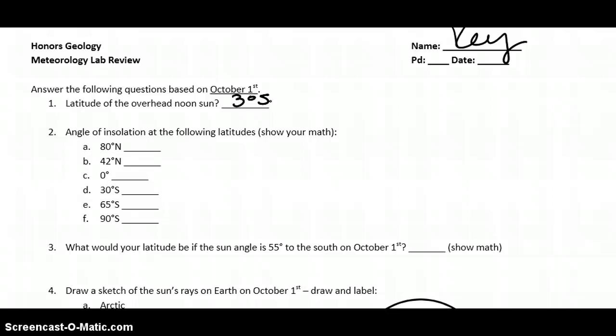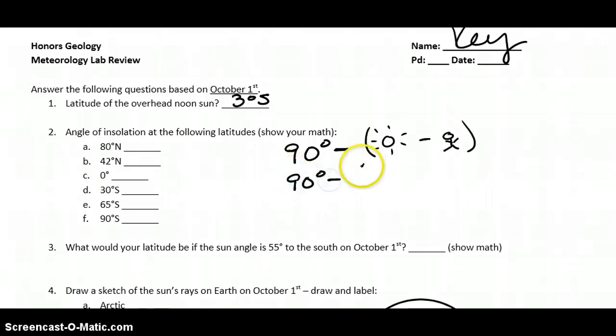For question number 2, I have to use the same formula: 90-degree angle of the sun, and then we have the difference between the sun's angle and your angle. I'm not even sure if that helps because those are little pictures, but it should jog your memory because you've used this formula before. For example, for A, we have 90 degrees minus the difference between 80 degrees north and 3 degrees south. Since they're in different hemispheres, we're going to add them together. And what we get is 7 degrees.